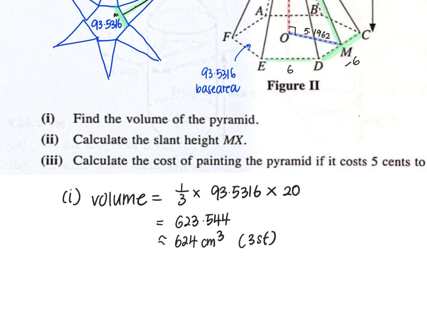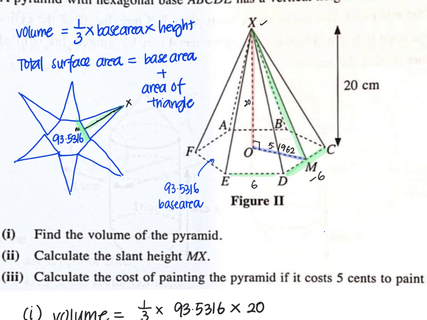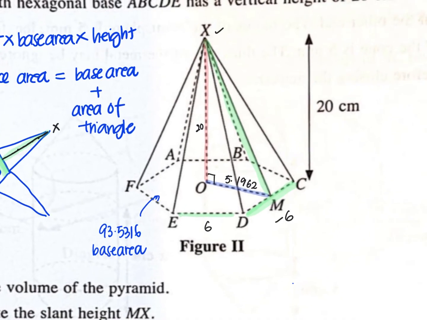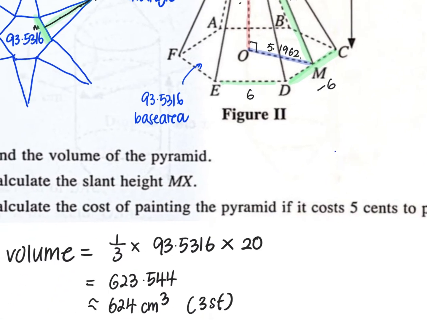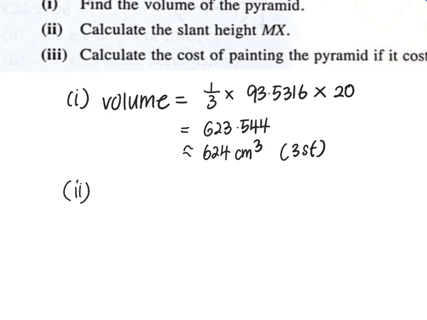Right. Next one, the question asks us to calculate the slant height, which we have already identified to be xm. So the slant height over here, inside this green portion, this is the slant height. Now we already know that this is 20, this is 5.1962, so we can form a right angle triangle. This is 20 and this is 5.1962, a very small length. Then this one will be my slant height, usually denoted by the letter L.